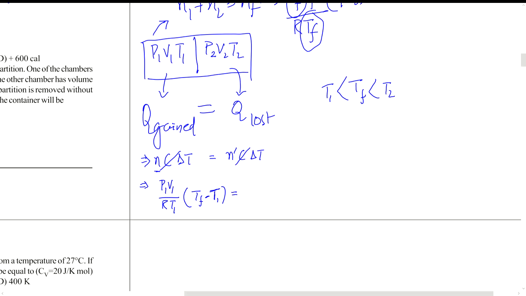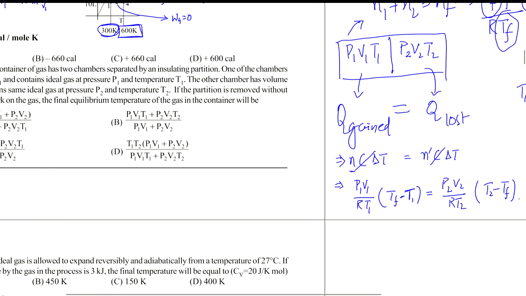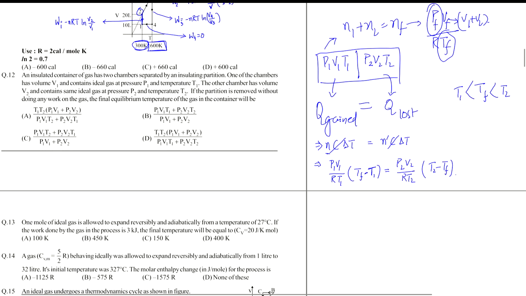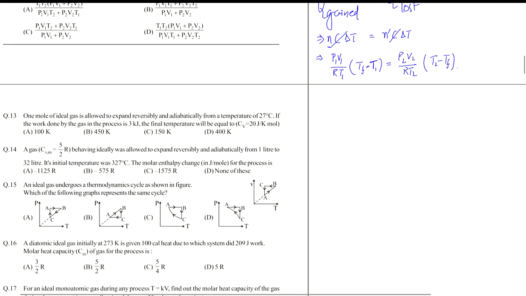Now N dashed is P2 V2 by RT2, and delta T will be T2 minus T final in this case, as T2 is a higher temperature. So that should be it. In this equation, the only unknown is T final, so you can use this equation to get the final value of temperature. The next question is question number 14.